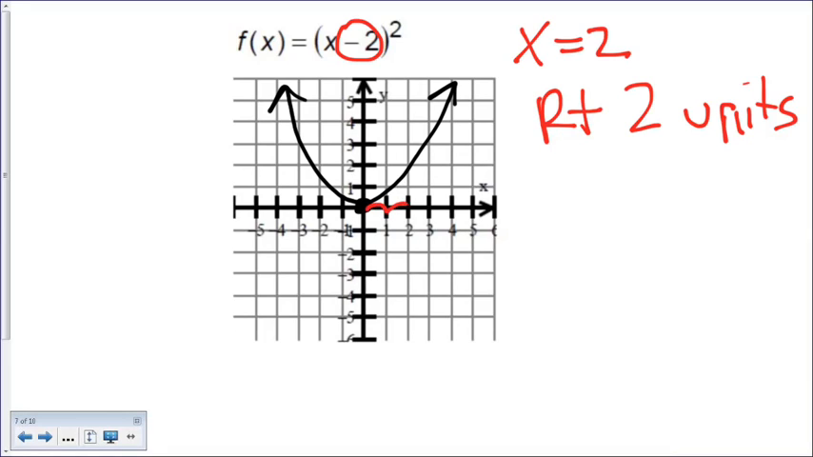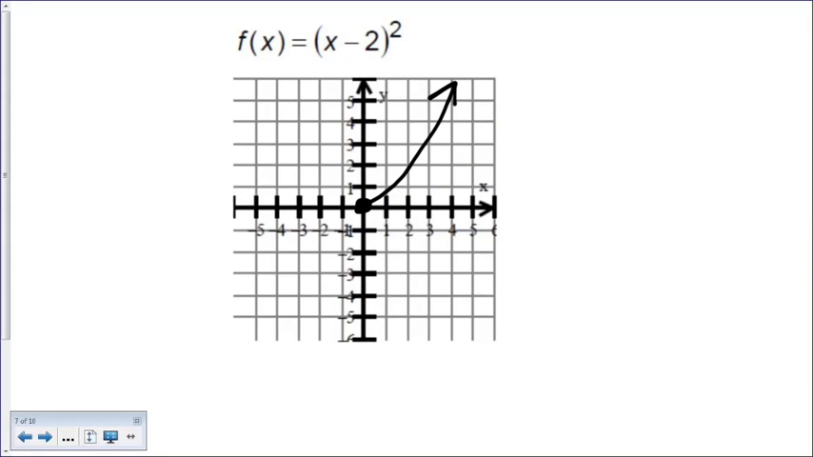So that means I go 1, 2, and the only thing that changes is where the vertex is. Everything else is the exact same. All right? So, our next slide here.